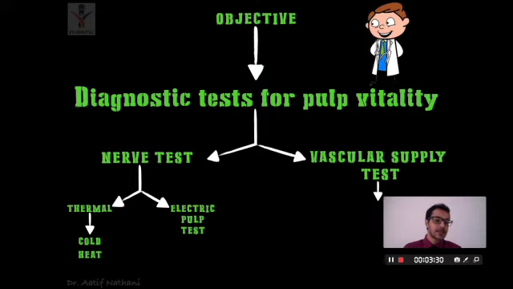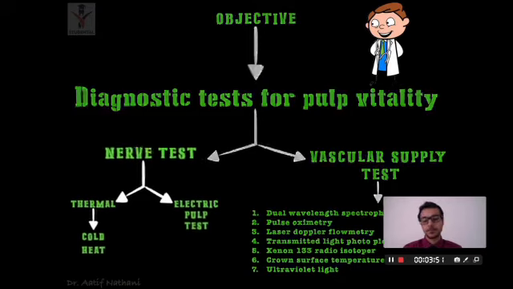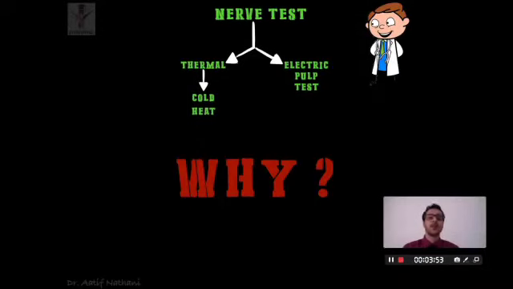For vascular supply tests, you just need to look at them and write them down. If this question comes for 5 marks, at least you'll have to enumerate the vascular supply tests, but you will have to explain the nerve tests in detail, everything that I'm going to tell you in the next slides. Now let us begin with the nerve test.